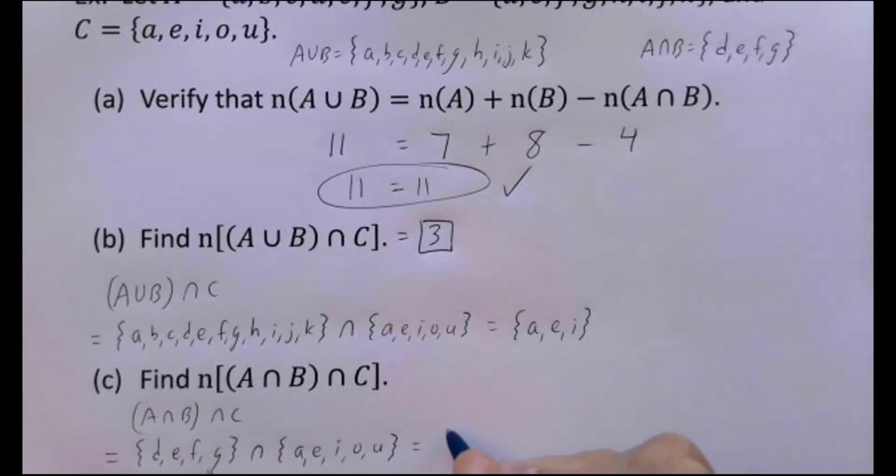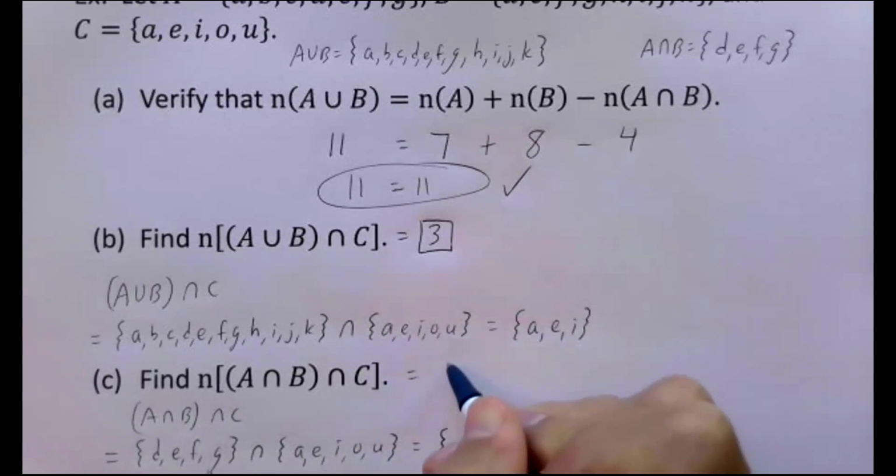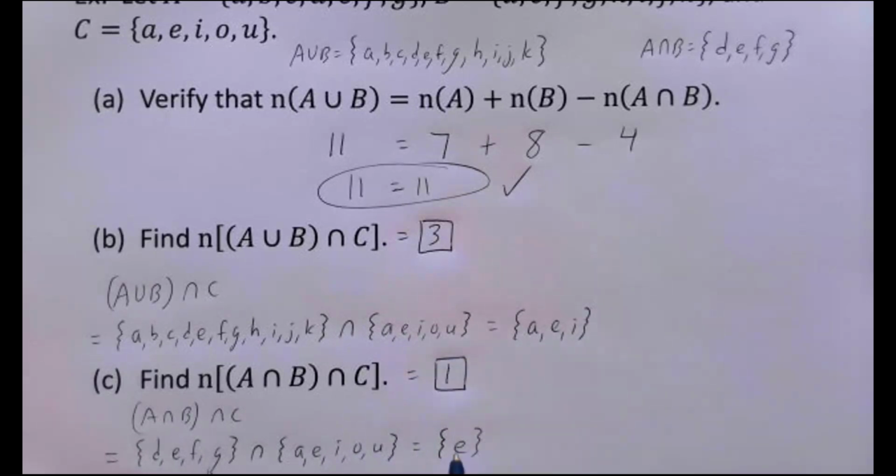And remember, intersection means what do they have in common? Do they overlap each other? There's only one thing they have in common, and that's E. E is the only letter that shows up in both of these two sets. There's an E here, there's an E here. E is the only thing. But that's not my final answer. My final answer is 1 because there's one element there.